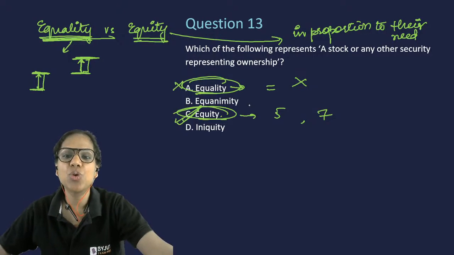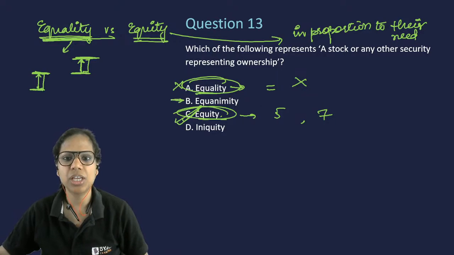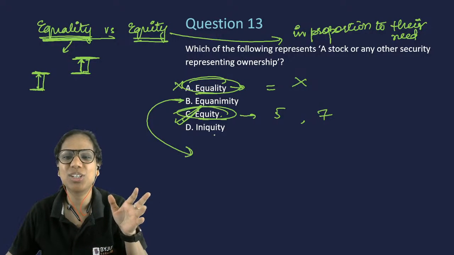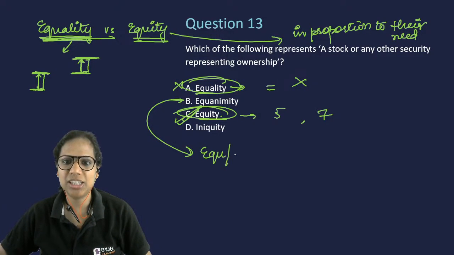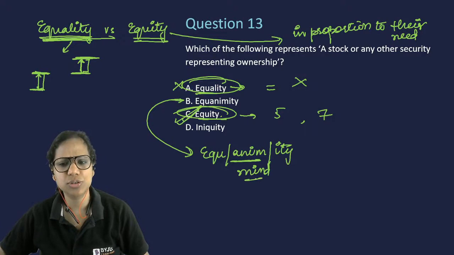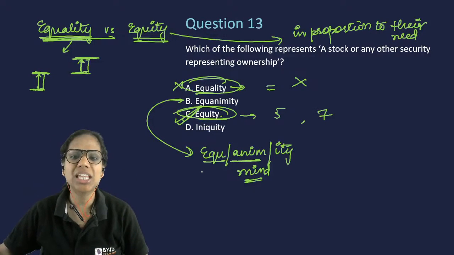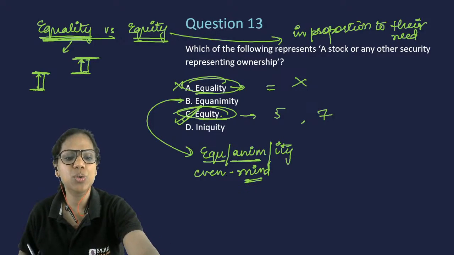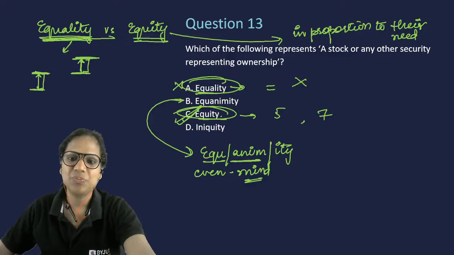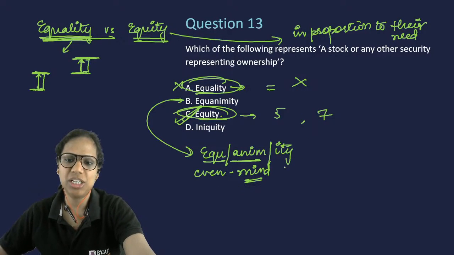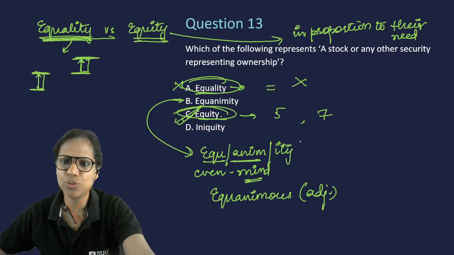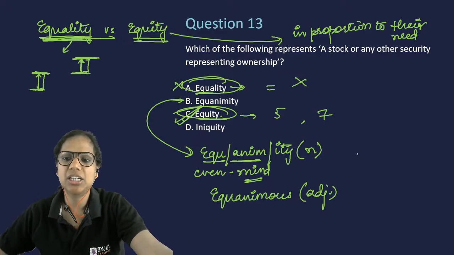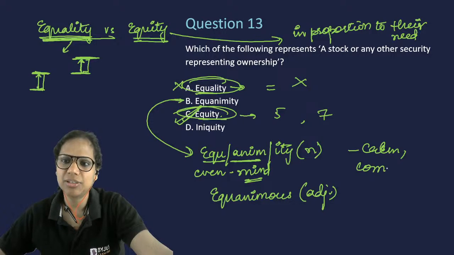Okay. Now, what is equanimity? Equanimity is different from equality and equity. It just shares the root, equus. So let's break this. Anim means mind. It means heart also, soul also, but here let's talk about mind. And this means equal or even. So someone who is calm and composed, even in times of distress, possesses equanimity, and that person is called equanimous. So equanimous is the adjective, equanimity is the noun, right? So even-minded, calm, composed, that's the meaning.